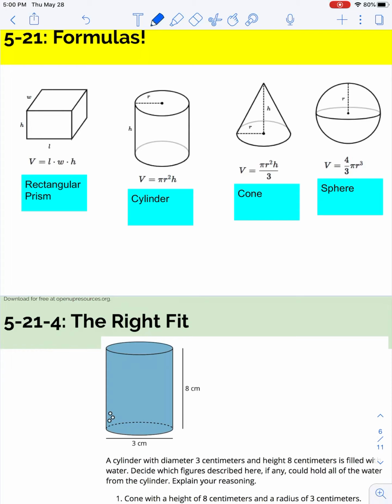So this one is written weirdly. This is just 1/3 pi r squared times height. They wrote it weirdly, but it's the same thing, right? Dividing by 3 is the same as multiplying everything by 1/3.